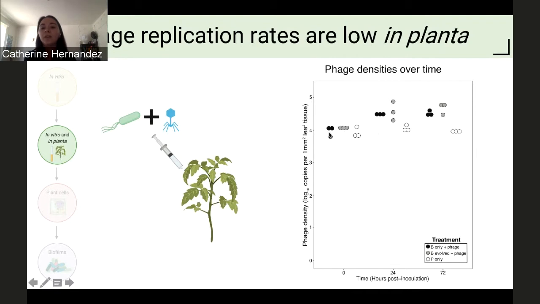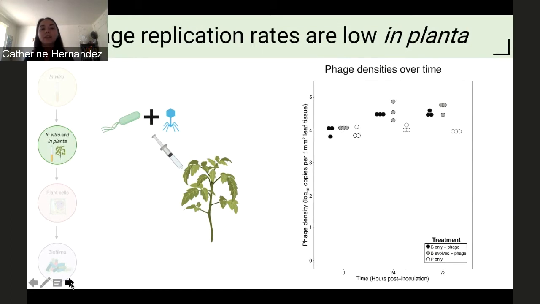And then in the 2 treatments with bacteria where the phages could have replicated, we did see a significant increase in 24 hours and then no change between 24 and 72 hours. But this is a really low rate, so it's not even an order of magnitude. So compared to what's happening in vitro, this is really low phage replication rates. And it didn't seem like there was a difference between these 2 treatments, which again suggests that they can replicate just as well on both types of populations.